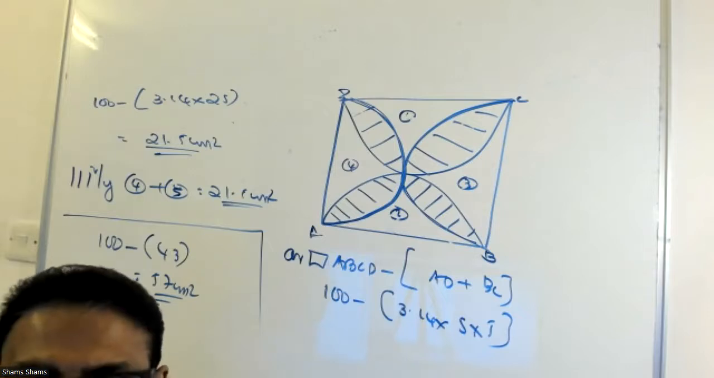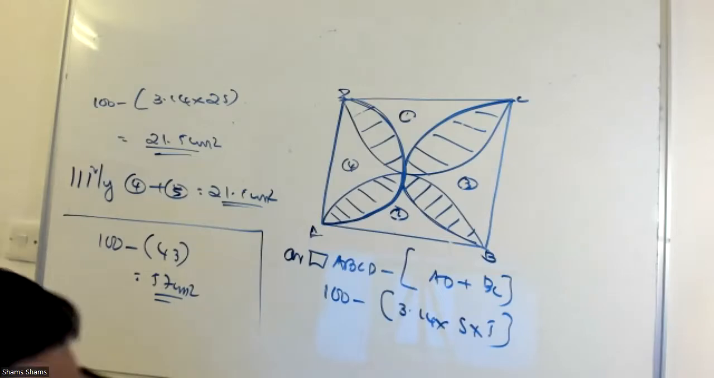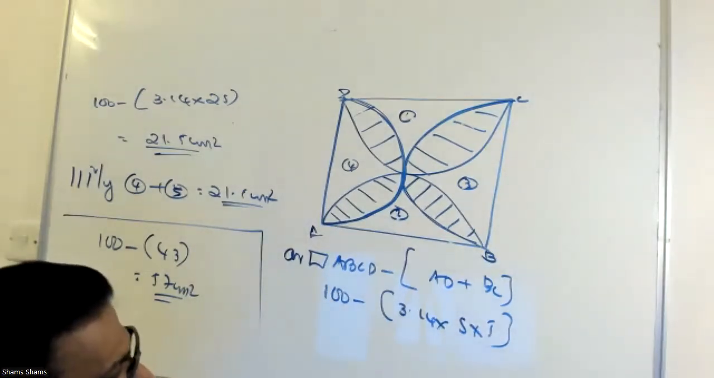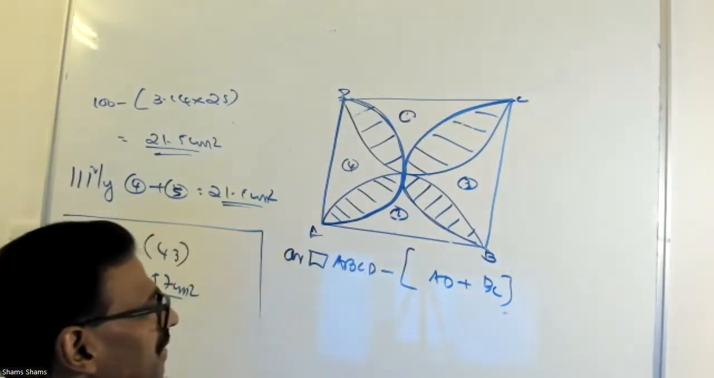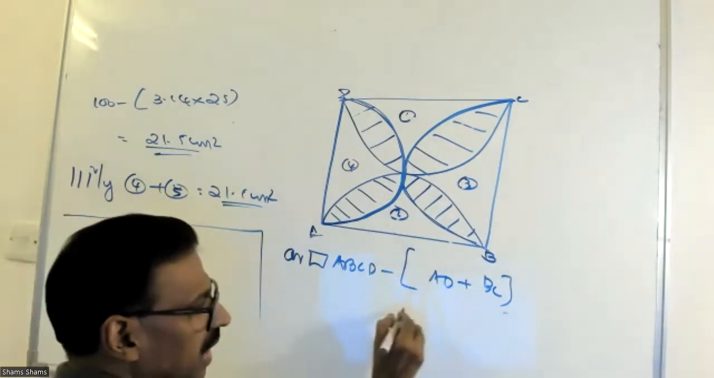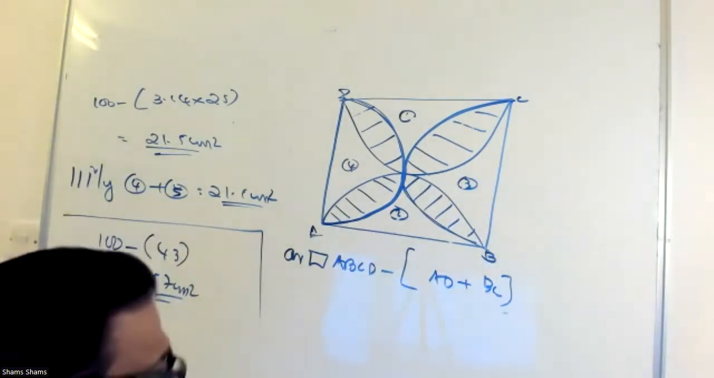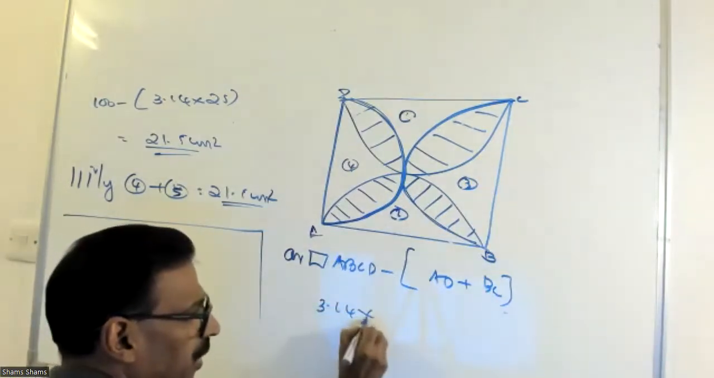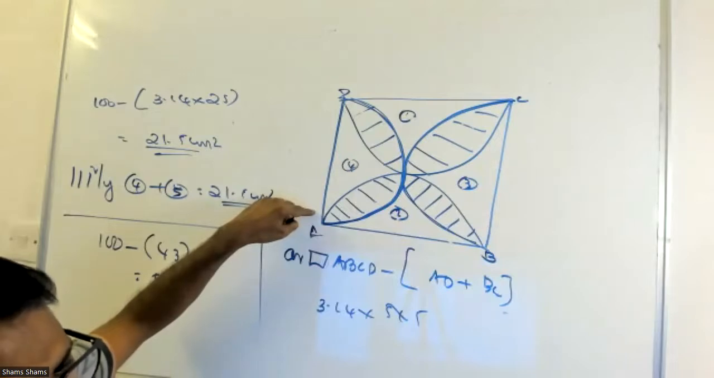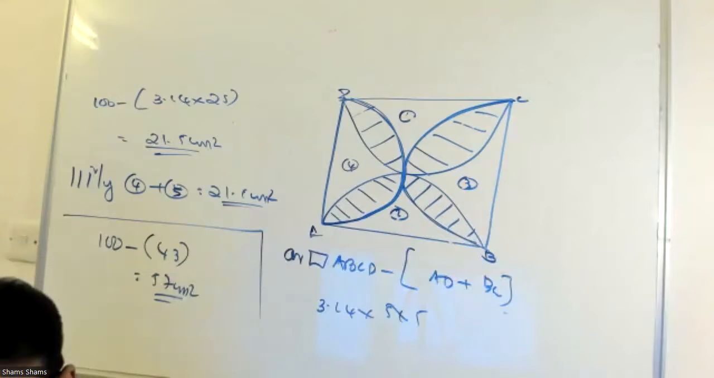So where did 25 come from? 100 minus 3.14 into 25, like how? That's a good question you asked me. Okay, look here. This is half pi r square, so together that is pi r square, agree or no? Yes. So 3.14 into r, which is 5 into 5 because the diameter is 10. So that means 3.14 into 25. Now clear or not? Yes, sir.